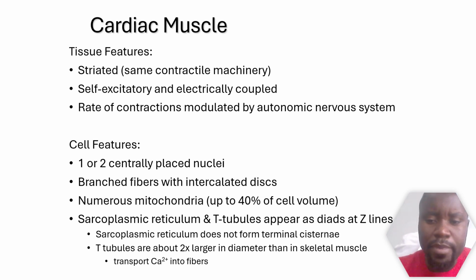But for the cardiac muscle, it makes a dyad. It's just the sarcoplasmic reticulum, one sac, and the tubule. And also we find that the tubule diameter is 2 times larger than the skeletal muscle tubule diameter. And its function is to transport calcium into the fibers.